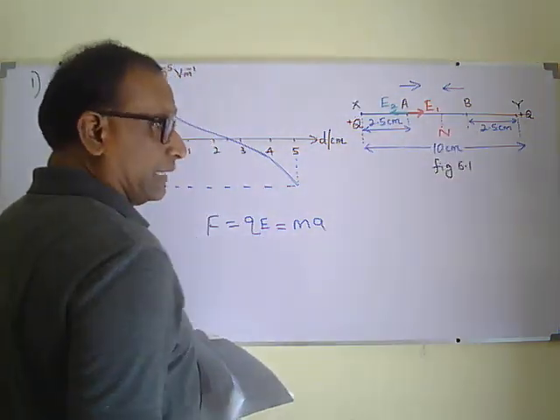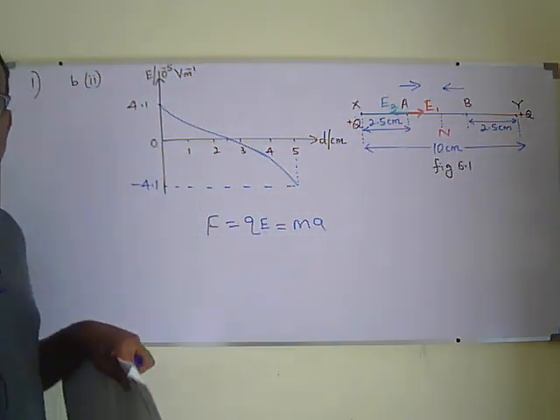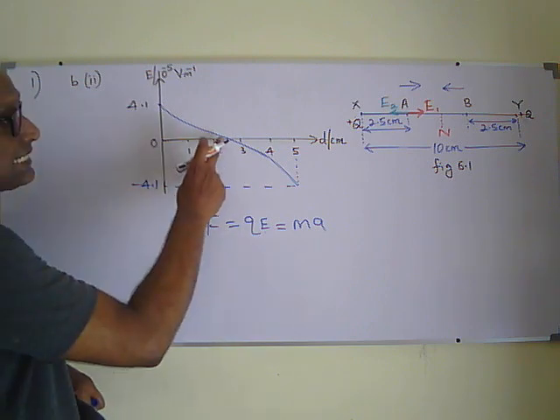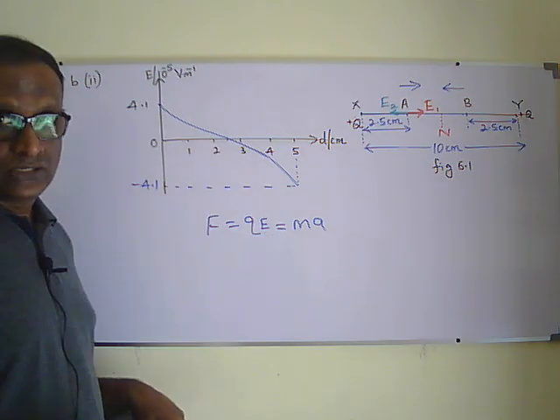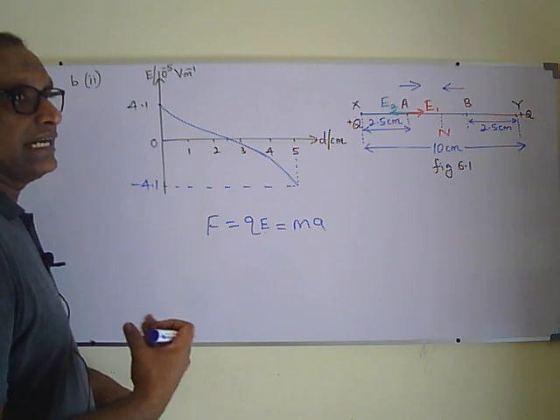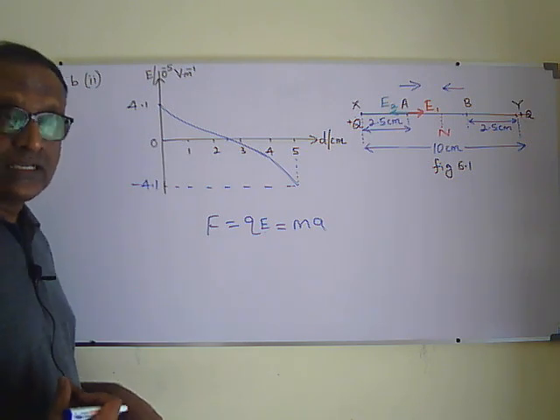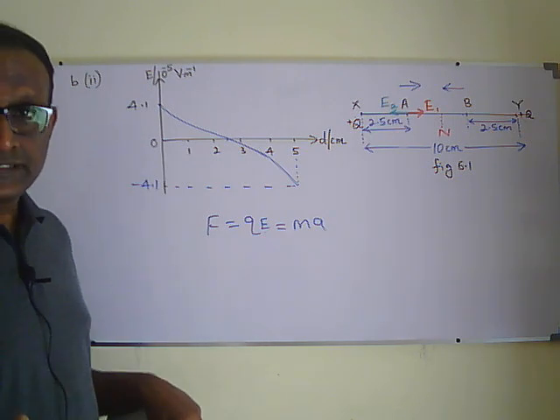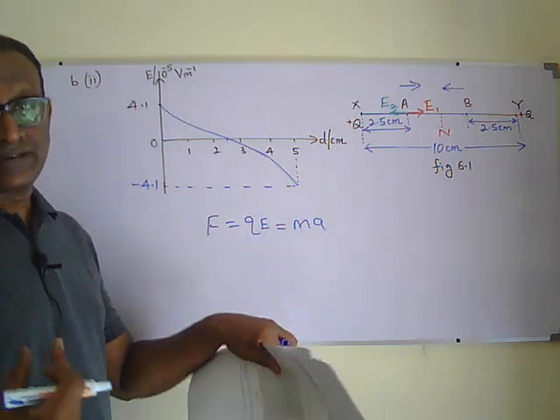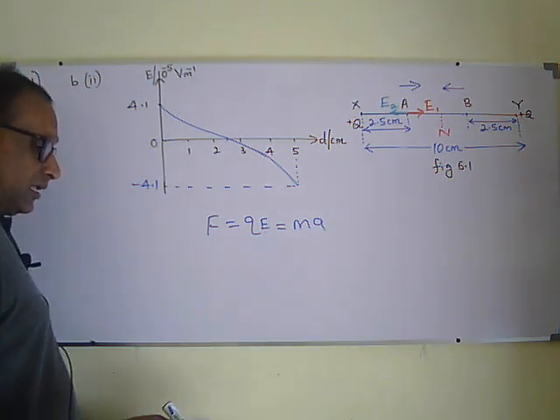Then from N to B, the particle will decelerate and the deceleration will increase. Or we can say it will accelerate in the direction opposite to its motion, and that acceleration in the opposite direction will increase. That is the answer for this third part.